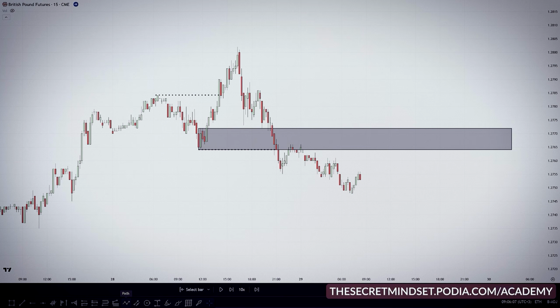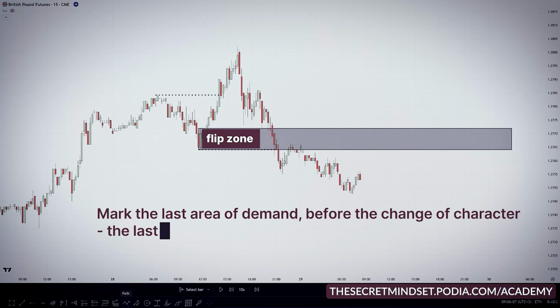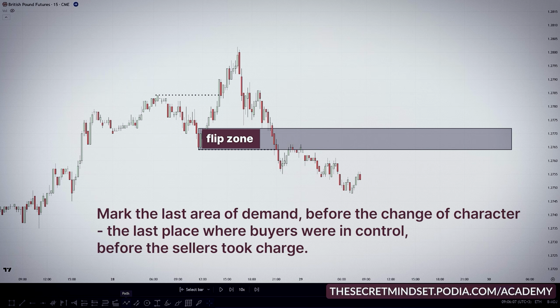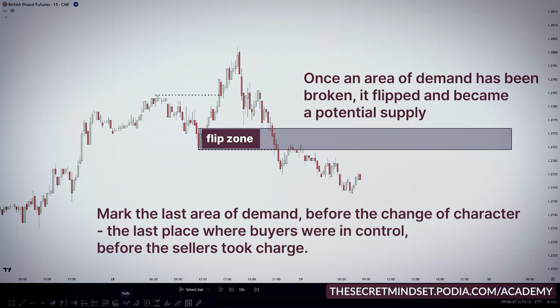Next, we identify the last area of demand before the change of character. This area becomes significant because it's the last place where buyers were in control before the sellers took charge. This is an important concept. Once an area of demand has been broken, it flips and becomes a potential supply, so a possible zone with selling pressure. And we already know that big players often use these areas to enter short trades.